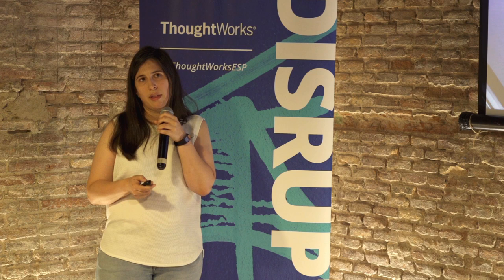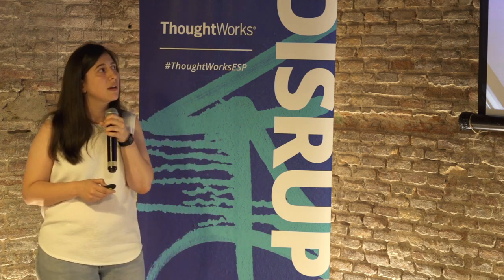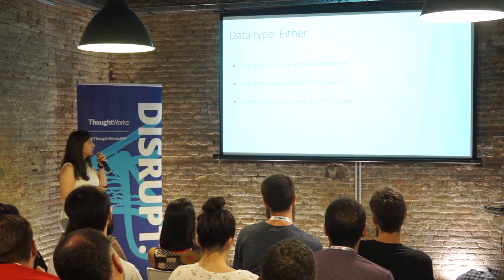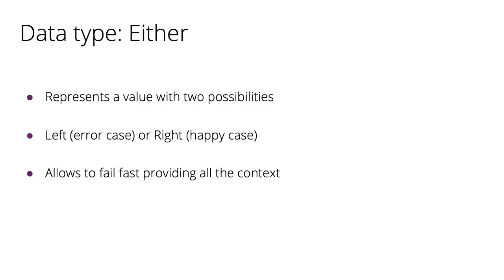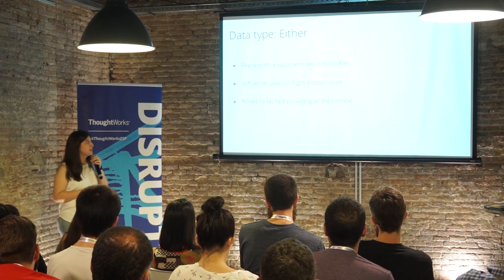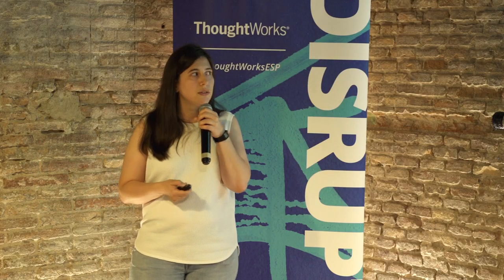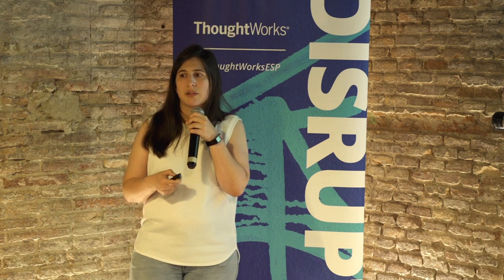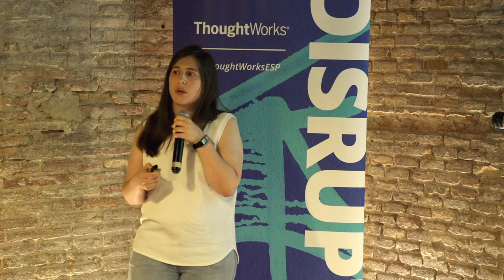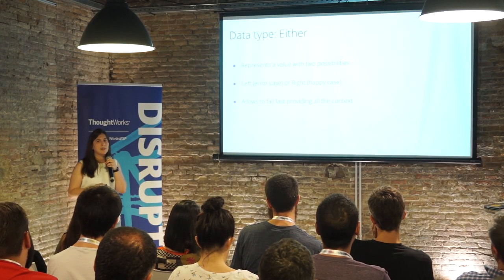But we have more errors besides exceptions or absence of values. We also have things that we consider an error and we should address in that way. So the best thing is to use the data type Either. The data type Either represents a value with two possibilities. The left part, by convention, is the error case, and the right part is the happy case. Using Either is useful to fail fast, because we are going to return an Either at the moment that the code is failing, and it's going to provide all the context that we have at that moment.